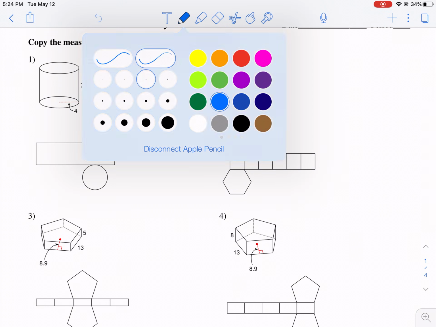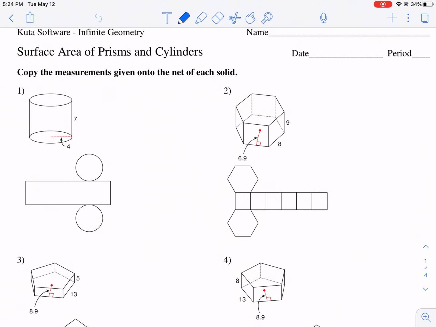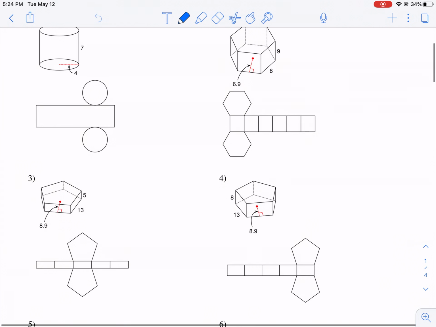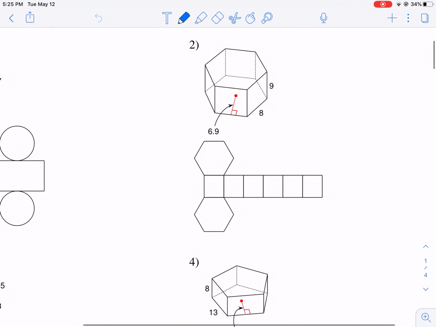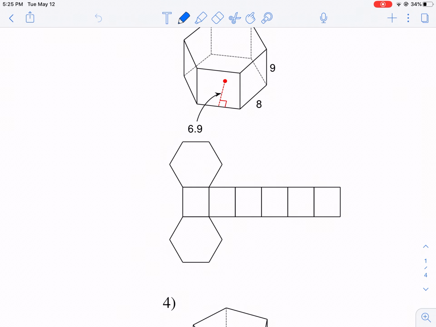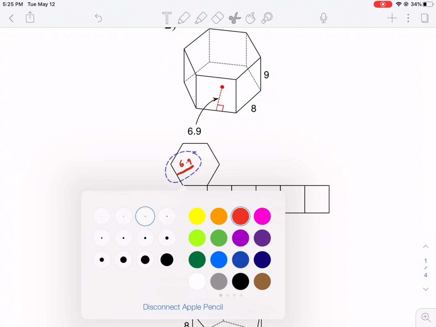First thing we need to understand about surface area is that we are finding the area of the two-dimensional surfaces that compose the 3D shape. The first couple of problems ask you to transpose the dimensions of the 3D shape onto the net, which is essentially an unfolding of the 3D shape. So we know the measurement here, we're just going to transpose this right here. This is 6.9. Let me change that to red so you can see what that is.